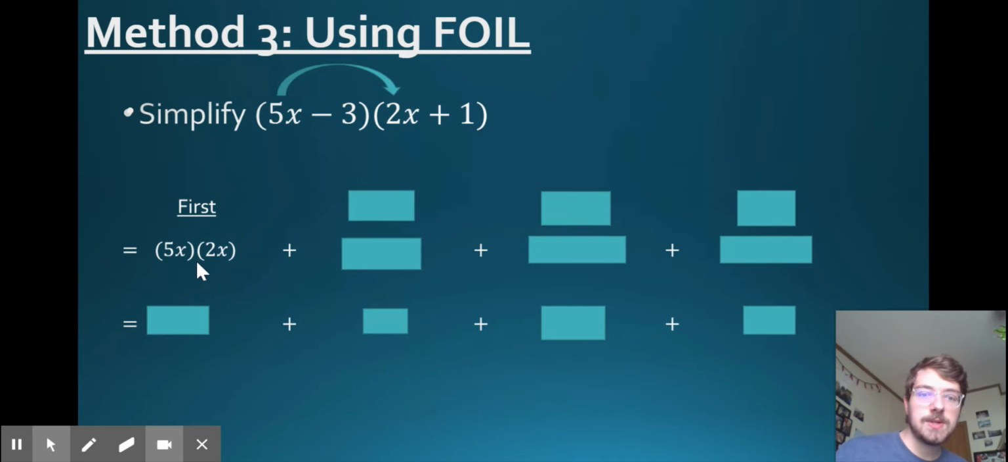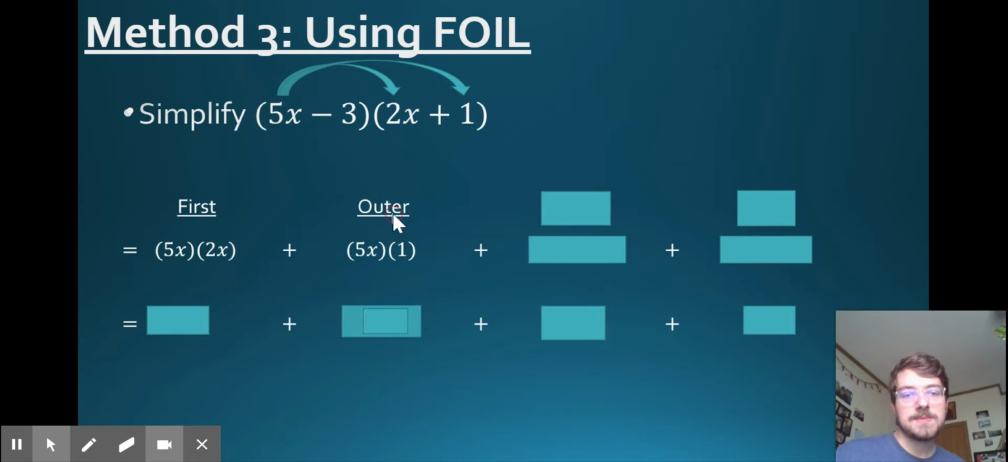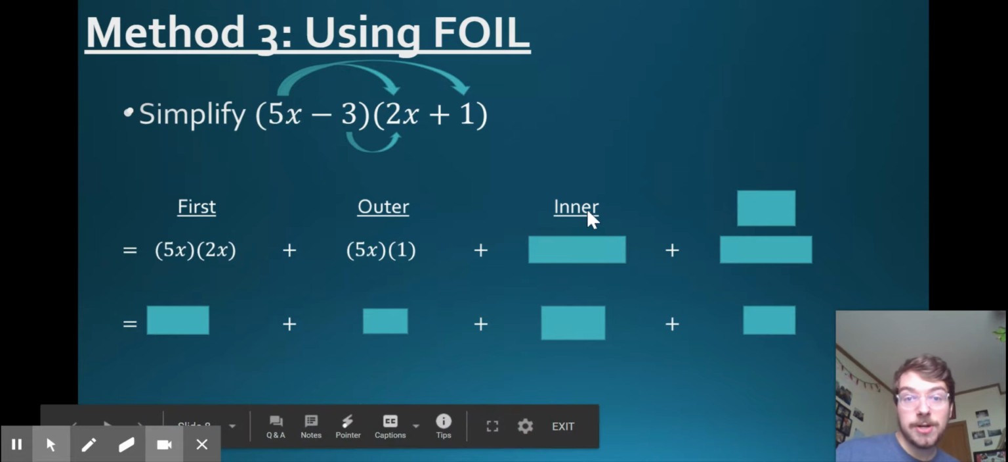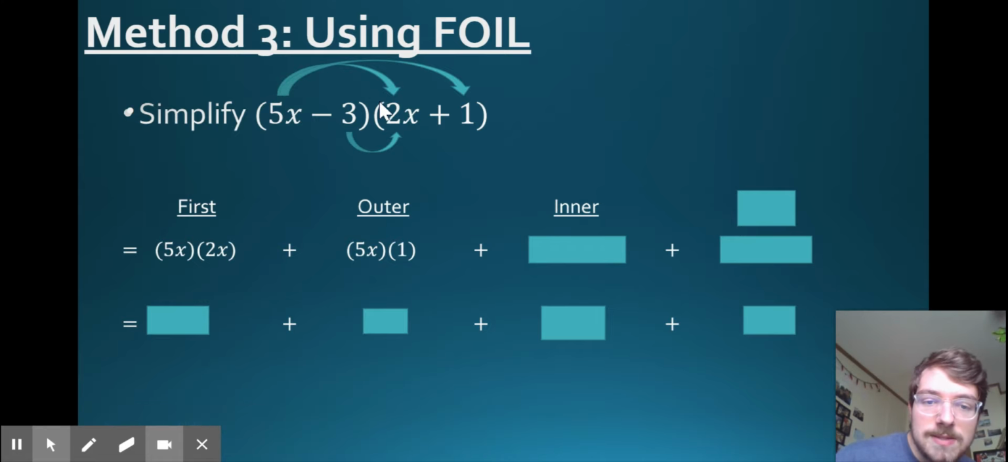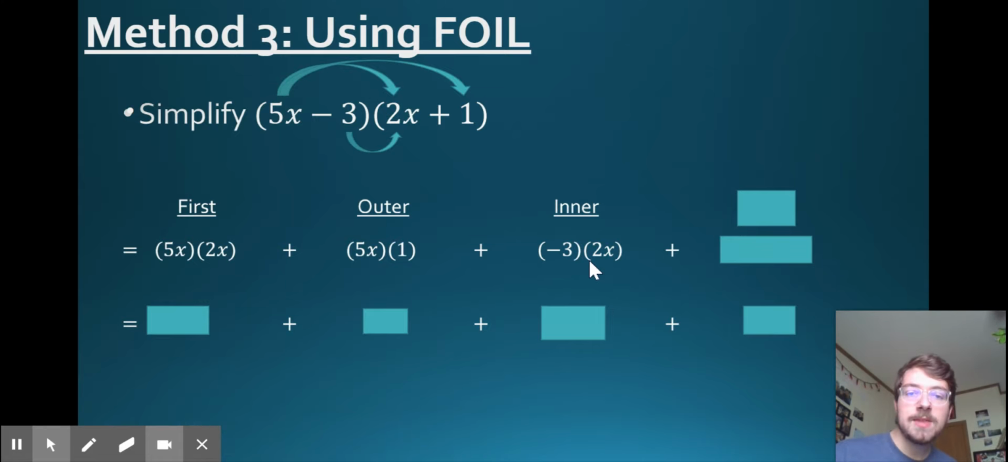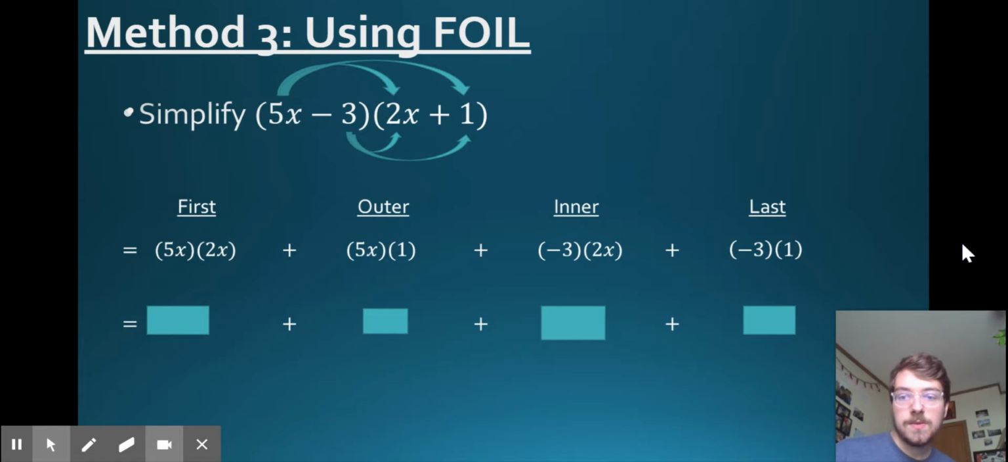I'm multiplying those two. Then I'm going to do 5x times the other term, in this case the outer term of the second binomial. So I'm doing 5x times 1, and it's a positive 1 because it's got a plus in front of it. Then I do the same thing for the negative 3, and it's negative because there's a minus in front of it. So I'm going to do negative 3 times 2x, which is the inner part, because it's the middle part. I'm going to multiply those two. And then my very last part, negative 3 times the last term, which is just 1.